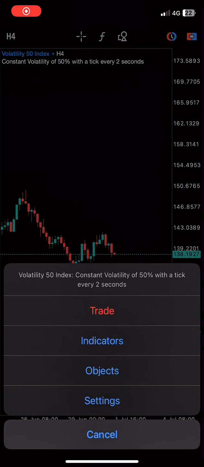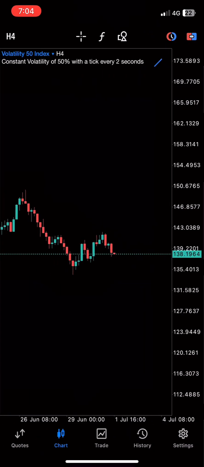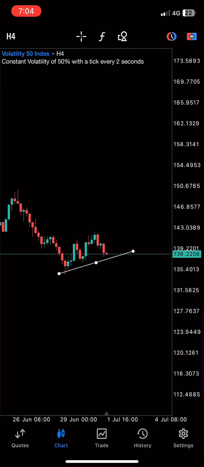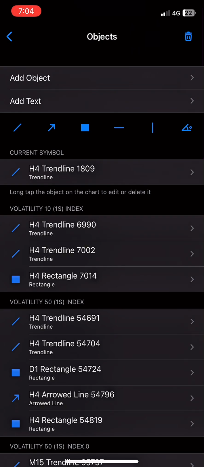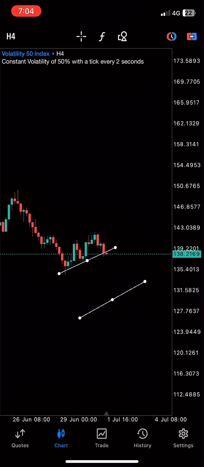So on the same VIX 50 index, we notice something here. There's another pattern, actually the same pattern we have just been trading, but this time this is on the 4-hour chart. So I'll show you how it looks. This is a rising wedge too. I'll place another one up here.